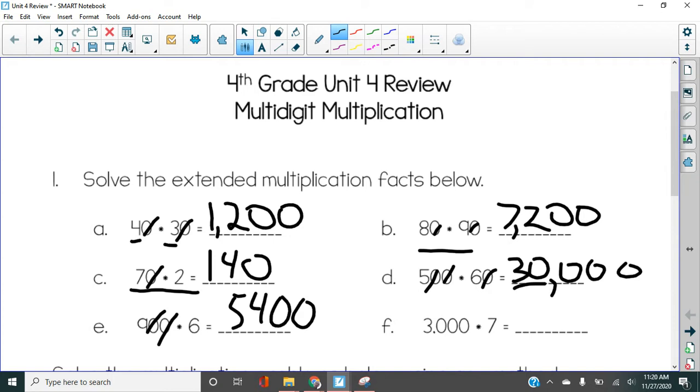All right, last question is part F, 3,000 times 7. And you should have said 27,000. Excuse me, 21,000. I wrote it right, but didn't say it right.